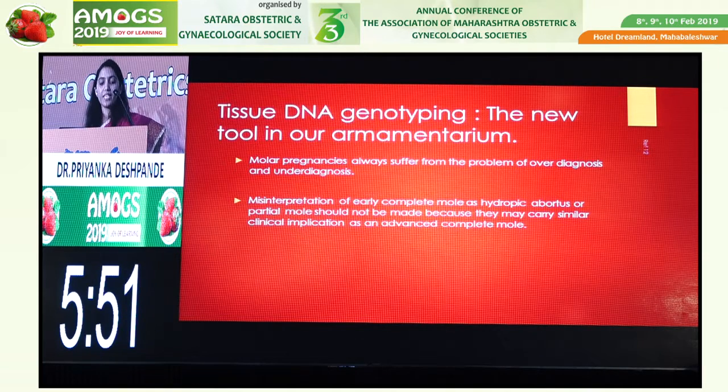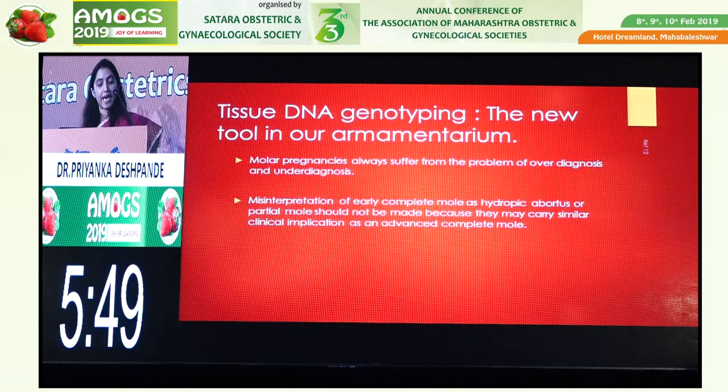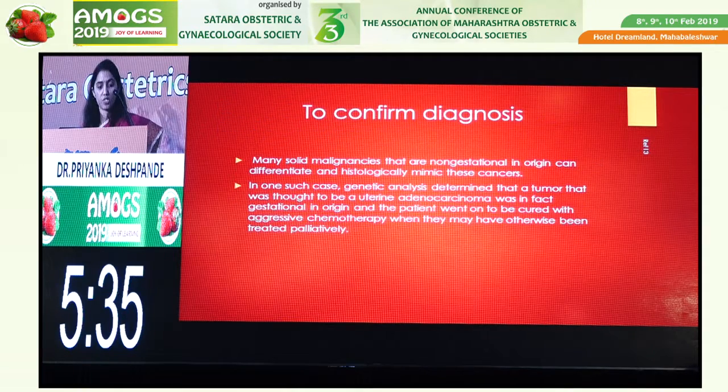So misinterpretation of early complete moles as hydropic abortuses or partial moles should not be made, because they may carry similar clinical implications as an advanced complete mole, and hence at this stage the diagnosis is very important, and this is where genetics comes into play.